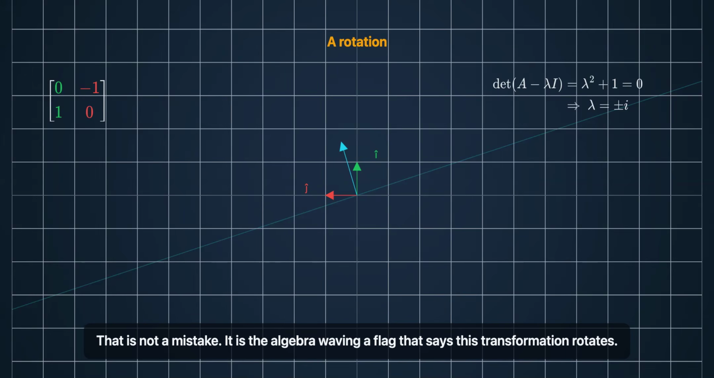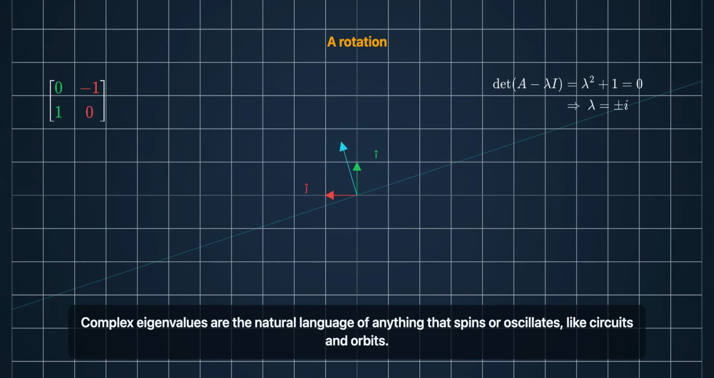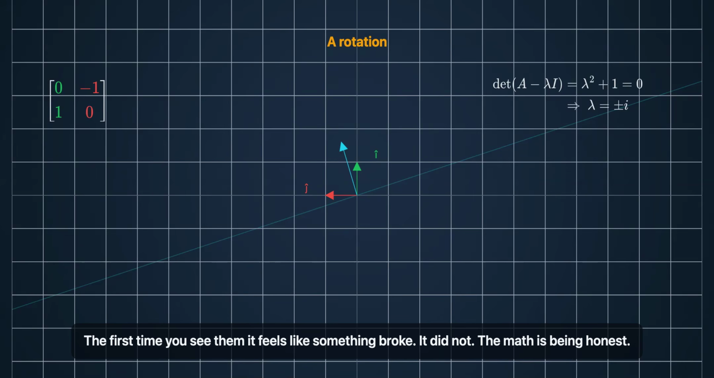That is not a mistake. It is the algebra waving a flag that says this transformation rotates. Complex eigenvalues are the natural language of anything that spins or oscillates, like circuits and orbits. The first time you see them, it feels like something broke. It did not. The math is being honest.